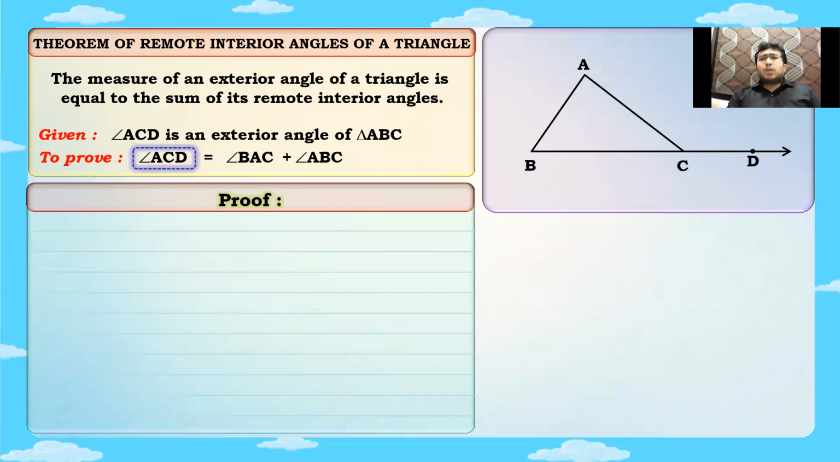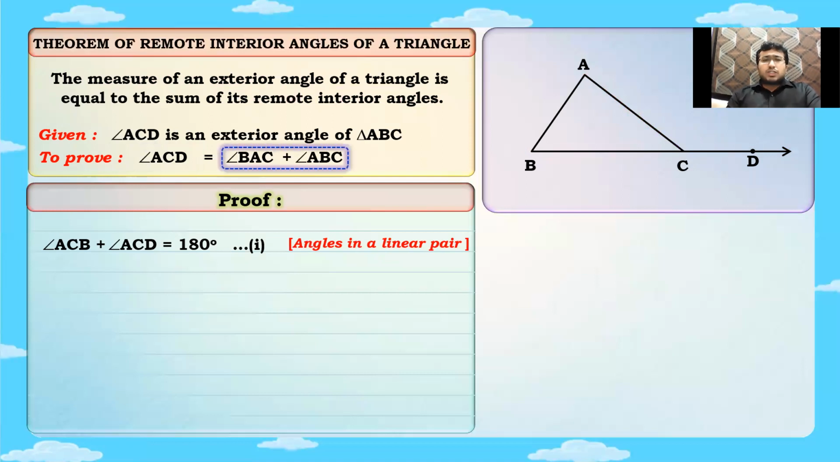On the left hand side, we require angle ACD. Look at angle ACD, students. What do we know? An exterior angle always forms a linear pair with its adjacent interior angle. So students, we know angle ACB plus angle ACD is equal to 180 degrees. I mark this as result number 1. The reason will be angles forming a linear pair. So students, we have got some information about the left hand side, that is angle ACD.